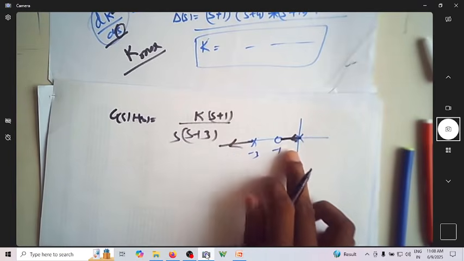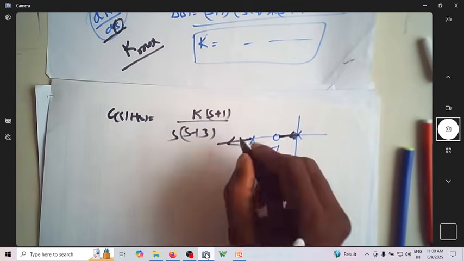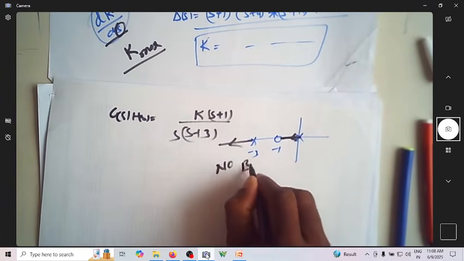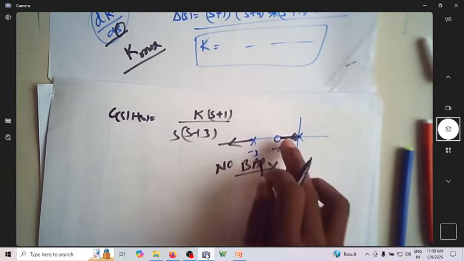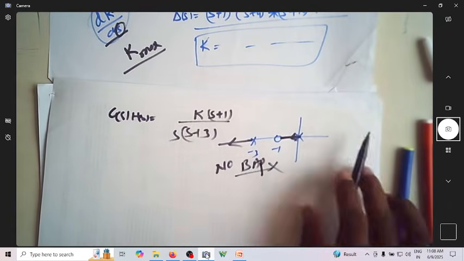Since there are no roots coming in opposite direction, there is no need of finding the BAP. You are not supposed to find any breakup point because roots are not coming in opposite direction at all.